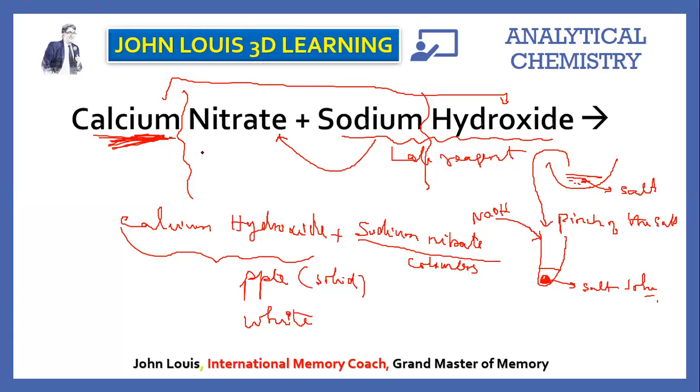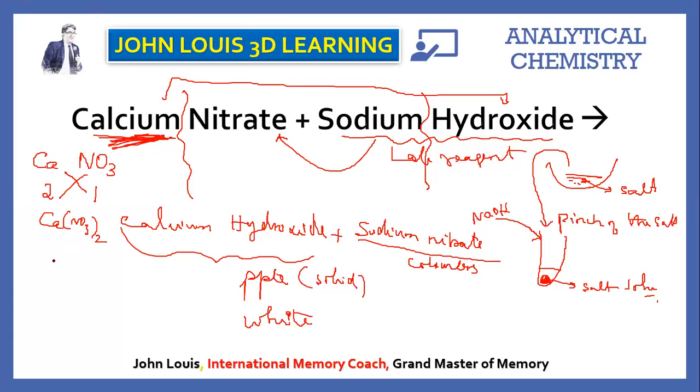Okay, how to write the formula now? Calcium nitrate. I have already taught you several times. Calcium symbol is Ca. Nitrate formula is NO3. Calcium valency is 2, nitrate valency is 1. Therefore, if you interchange, you will get Ca(NO3)2.